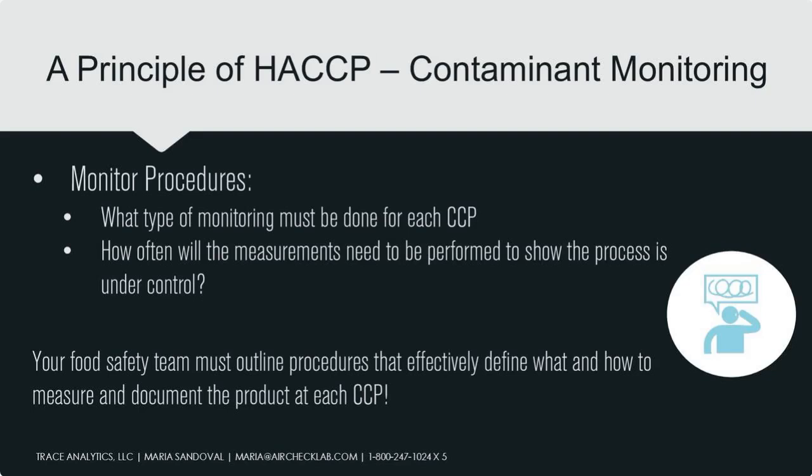And I know that sounds silly, but it's not good enough to say, oh, I'm just monitoring it, if you don't have any audit trail, or if you don't have any test reports from an accredited or a calibrated system. So here at Trace, we're A2LA accredited, but if you have like an inline system, you need to be making sure that's all calibrated and things like that. But your food safety team really needs to have an outline of these procedures that effectively define what and how you're measuring these systems, and then document that each time you're analyzing your critical checkpoints.